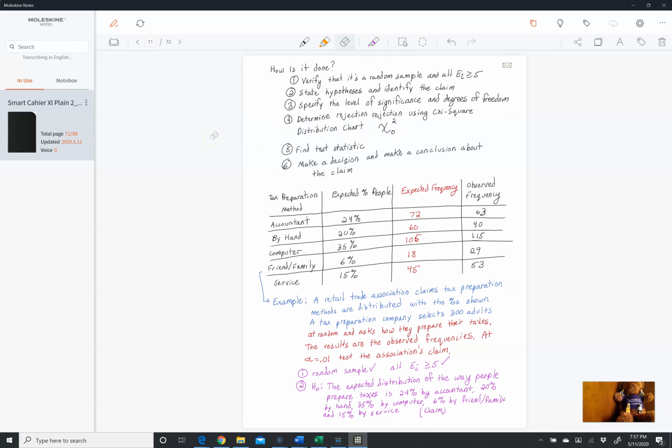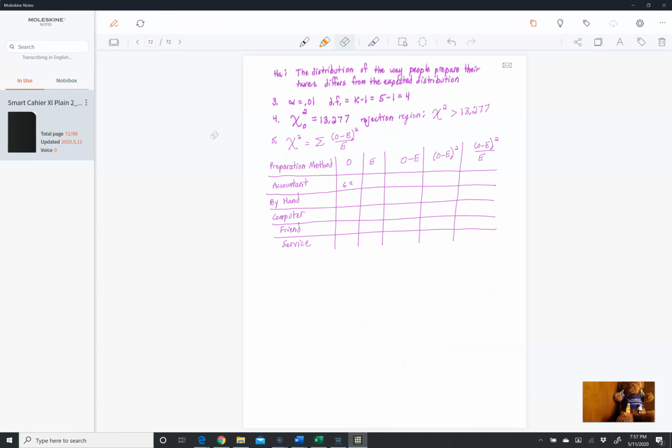So we have 63, 40, 115, 29, and 53. Okay. Then our expected frequencies were 72, 60, 105, 18, and 45.